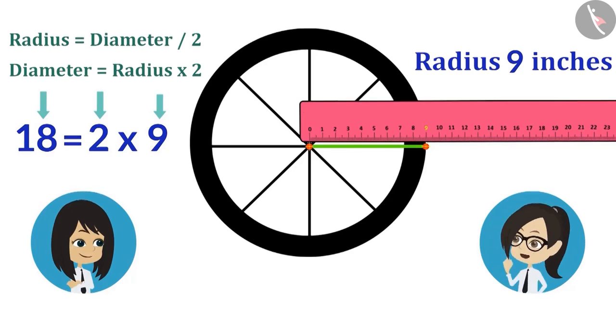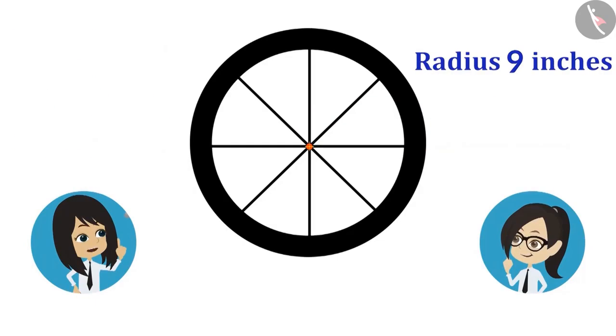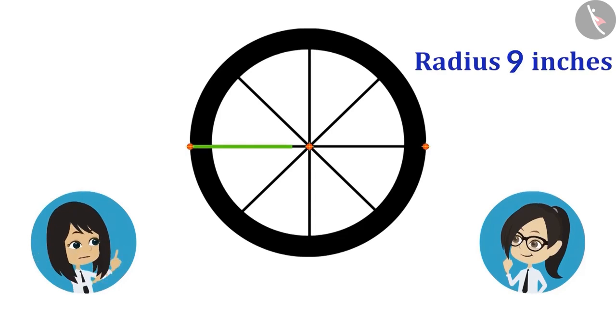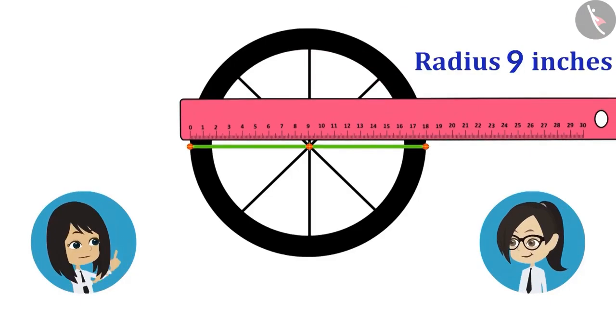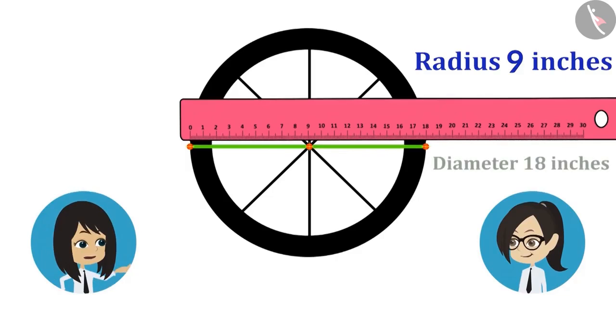Yes. Why not measure the diameter of this wheel so that we know that our calculation is correct? Okay, we will also measure the diameter. To measure the diameter, we have to draw a straight line joining both sides in such a way that the line goes through the center. Now let's measure this too. See, the diameter is also 18 inches on the scale.